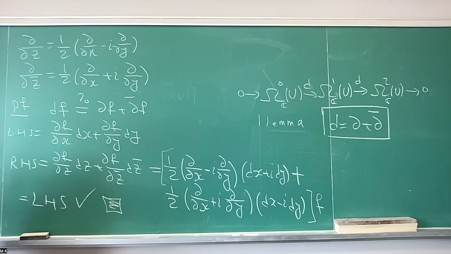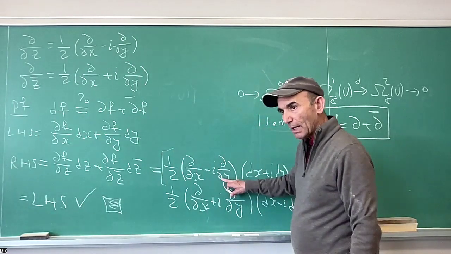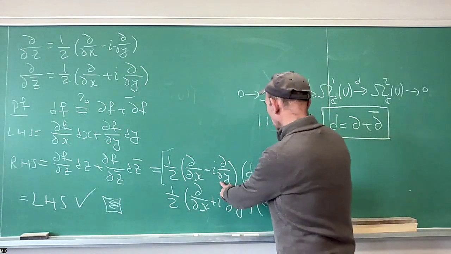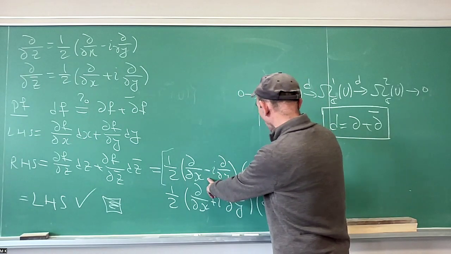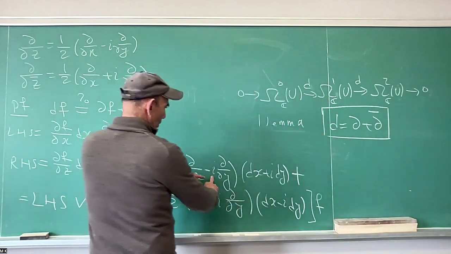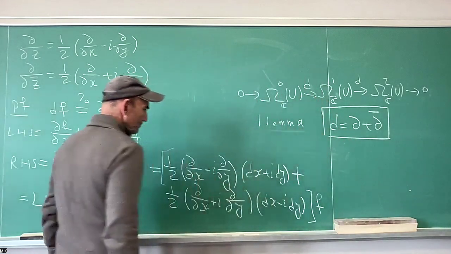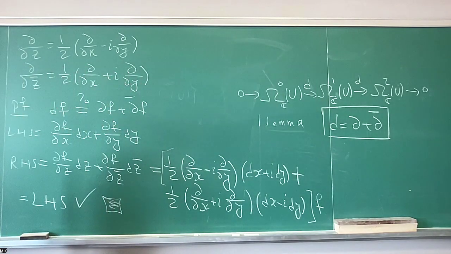What about i dy times dx? Yes, so which one? i dy times dx. So there's this minus half of i dy dx here, right? And here, so you mean which one cancels with that? Okay, never mind, sorry. You figured it out? Yeah, okay, because I was looking for the answer.